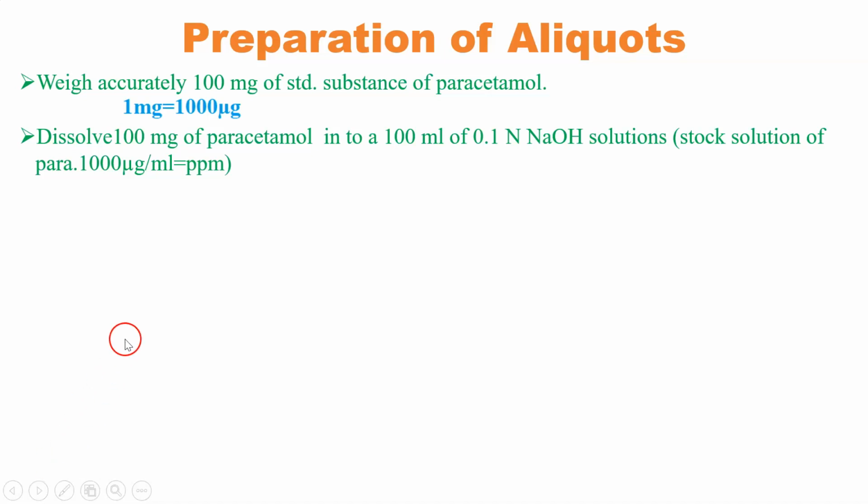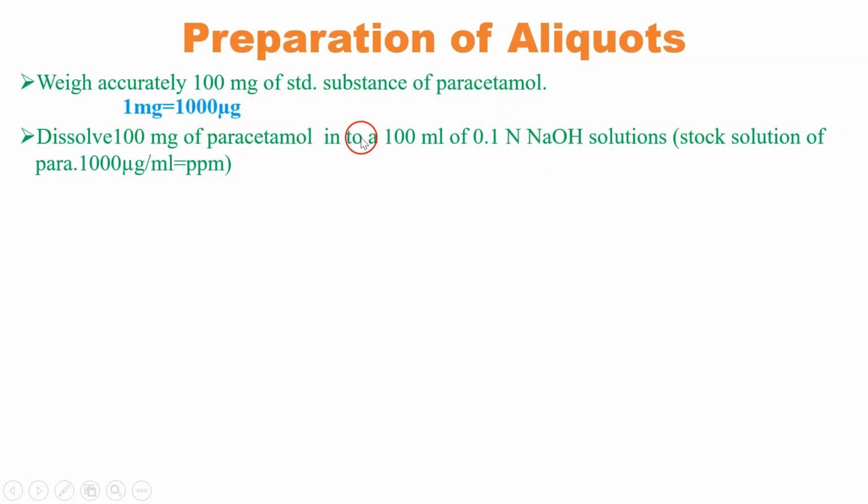After that, dissolve 100 milligram of paracetamol in 100 ml of 0.1 normal NaOH solution. In some books the solvent is given directly as water instead of 0.1 normal NaOH. You can refer to the IP for this 0.1 normal NaOH by simply dissolving 4 gram of NaOH in 1000 ml of water. You can get this concentration of 0.1 normal NaOH.